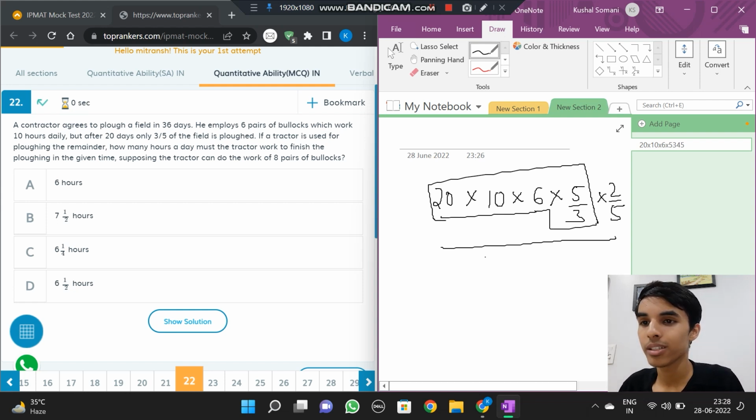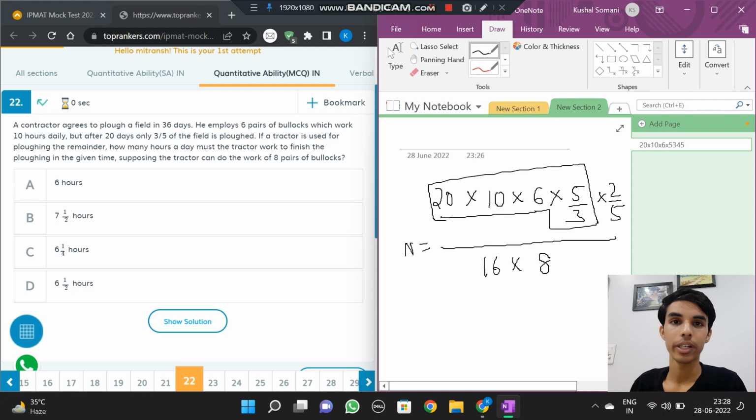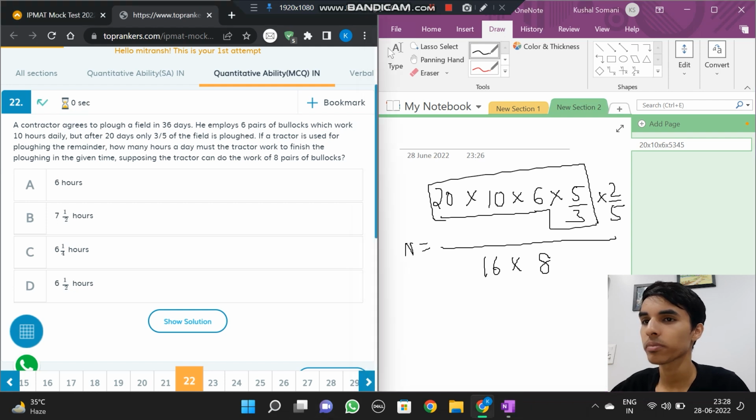So we can divide it by 16, and since one tractor can do the work of 8 pairs of bullocks, we multiply it by 8, and this number n will provide us the number of hours that the tractor needs to put in to get the work done in the remaining number of days. Again, I think it was a fairly easy question. It required only easy calculations and nothing else. So I think we can move on to the next question.